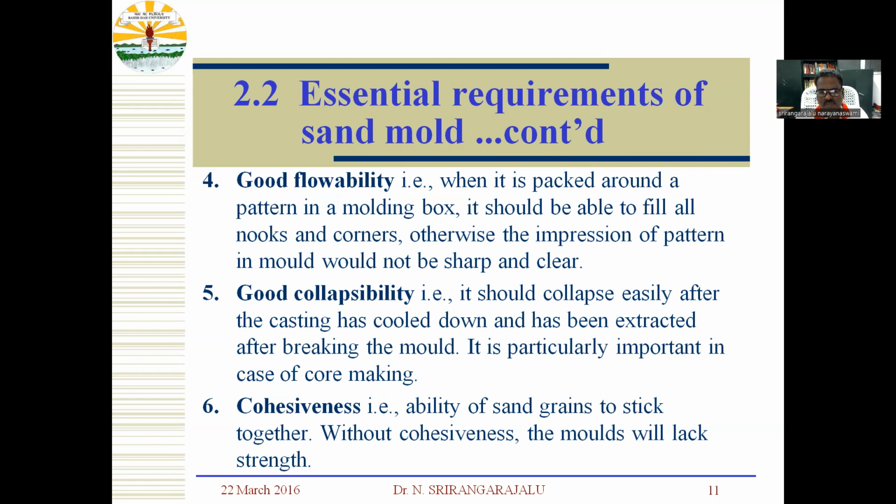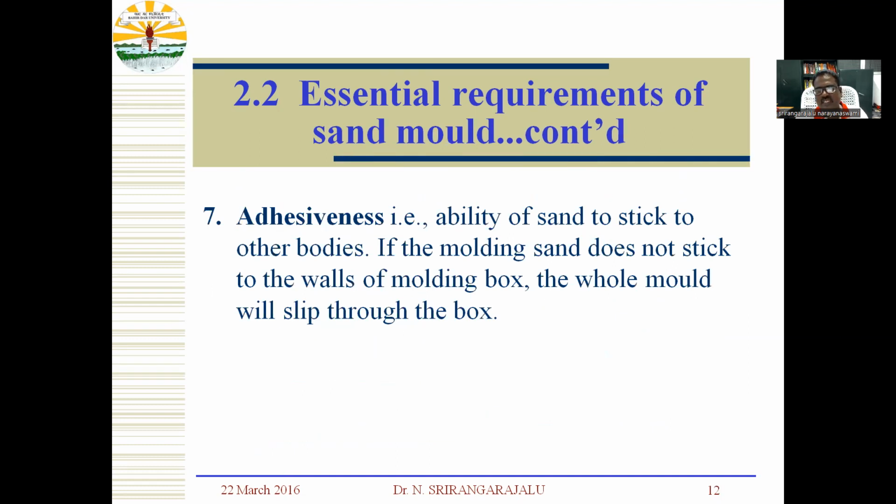Fifth one, good collapsibility, that is, it should collapse easily after the casting has cooled down and has been extracted after breaking the mold. It is particularly important in case of core making. Sixth one, cohesiveness, that is the ability of sand grains to stick together. Without cohesiveness, the molds will lack strength. Adhesiveness, that is the ability of sand to stick to other bodies. If the molding sand does not stick to the walls of the molding box, the whole mold will slip through the box.